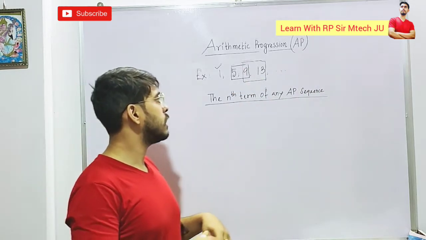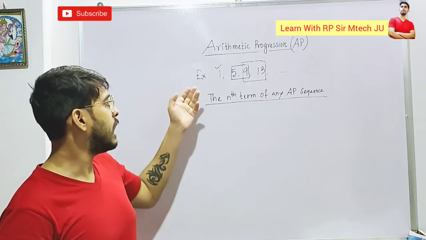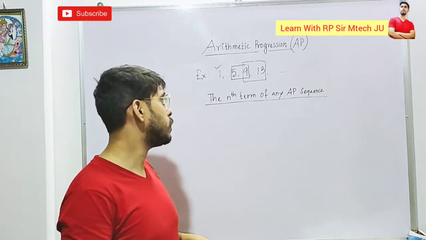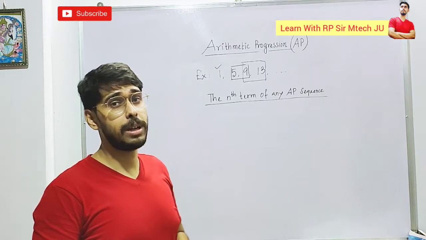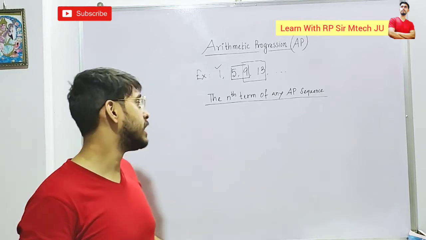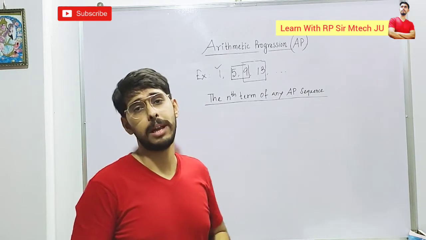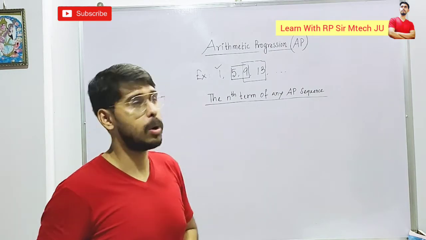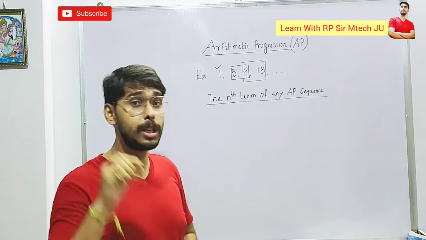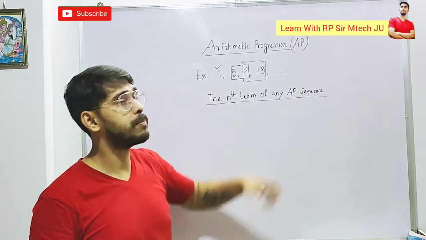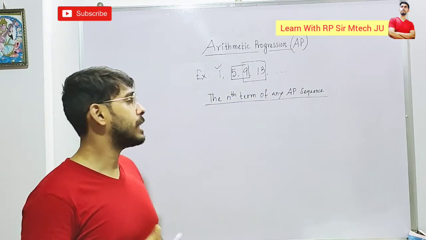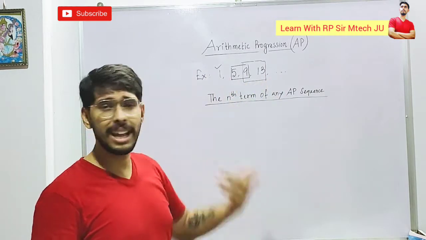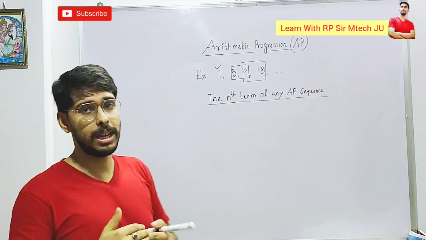So if I say that there are an infinite number of terms in this particular AP, out of which I have to pick the nth term. Now what is this nth term? I can assign any number to the n. I can say that I want to pick the 200th term of this particular AP. What will be the 200th term? Or I can say I have to pick the 31st term. Anything. So this n can be anything.